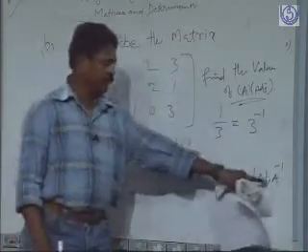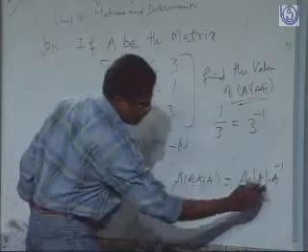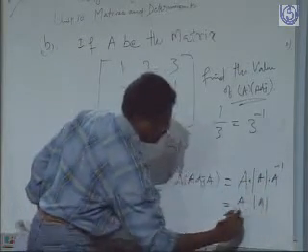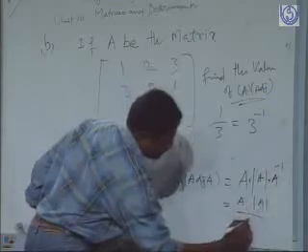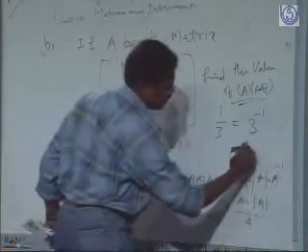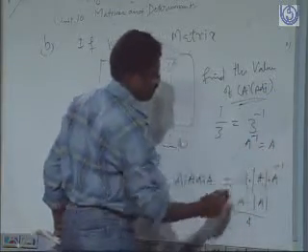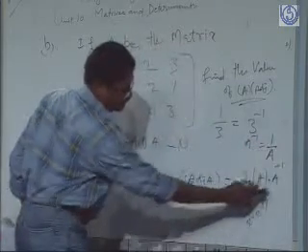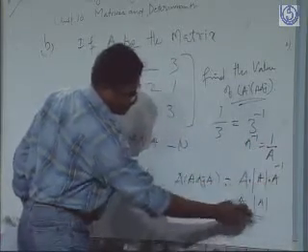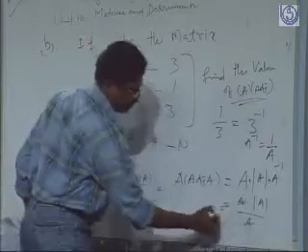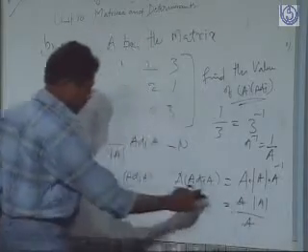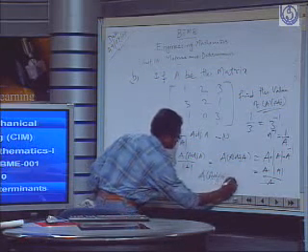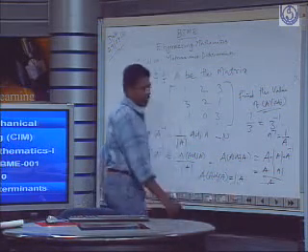So like that, you can write this as the determinant of A. Instead of writing A inverse, we are writing 1 by A. So here A will be cancelled. That is, the value of A adjoint A is nothing but the determinant of A.